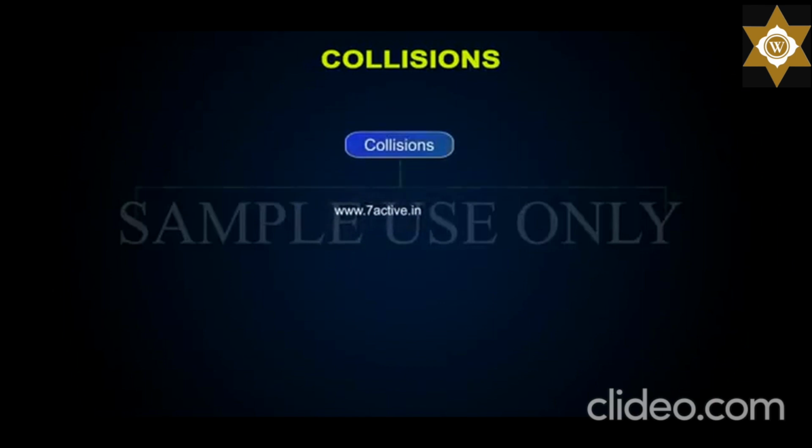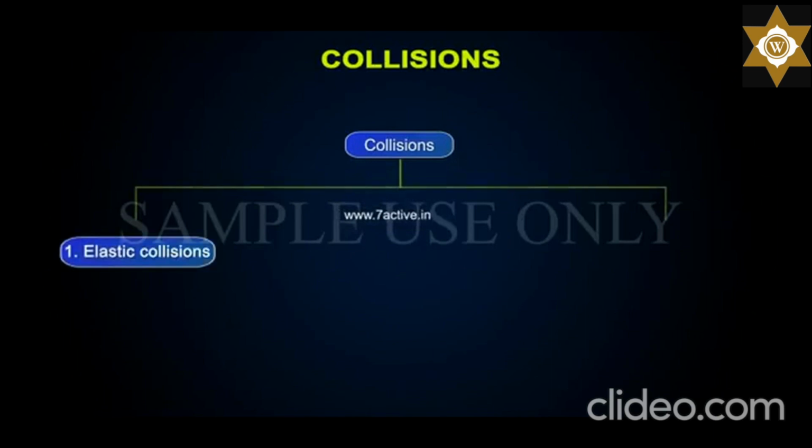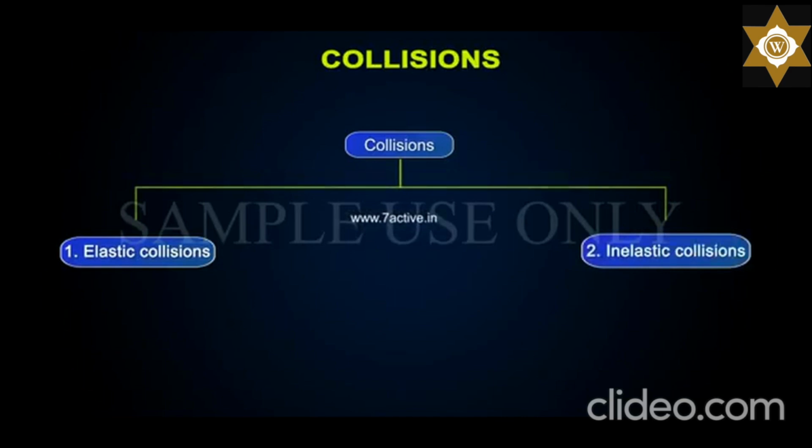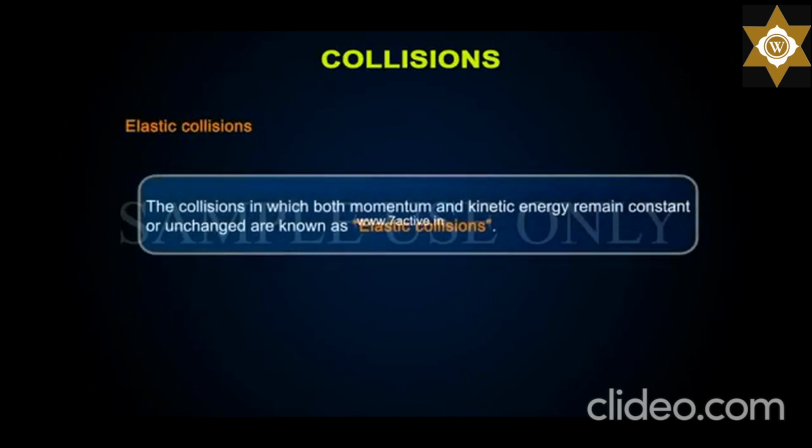Accordingly, the collisions are classified into two kinds. They are: 1. Elastic collisions. 2. Inelastic collisions. Elastic collisions: the collisions in which both momentum and kinetic energy remain constant or unchanged are known as elastic collisions.